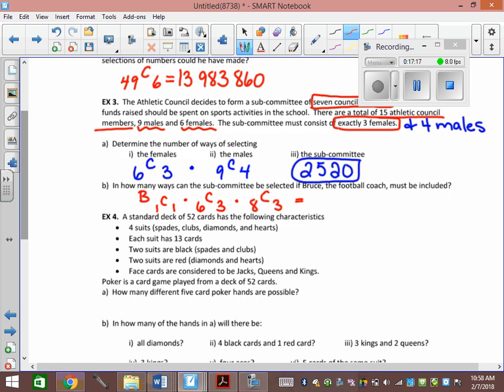So 1, choose 1 is one way. I just took Bruce from Bruce. One way. 1 times 6, choose 3 times 8, choose 3. What do you get?